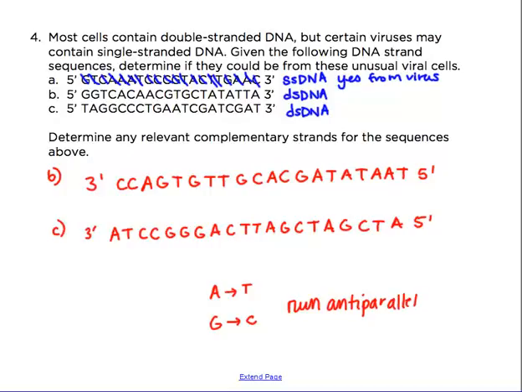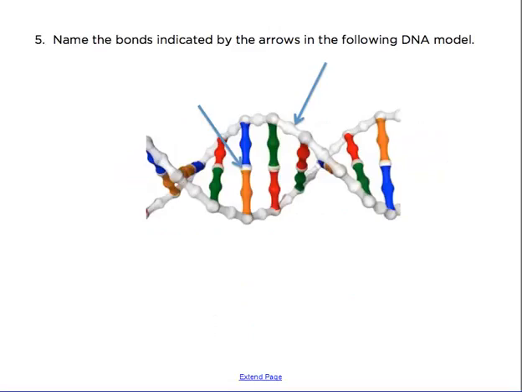Okay, so this is pretty simple once you get the hang of it, and it could be a few easy points on an exam. Problem 5. Name the bonds indicated by the arrows in the following DNA model. Well, let's just determine what we're looking at.